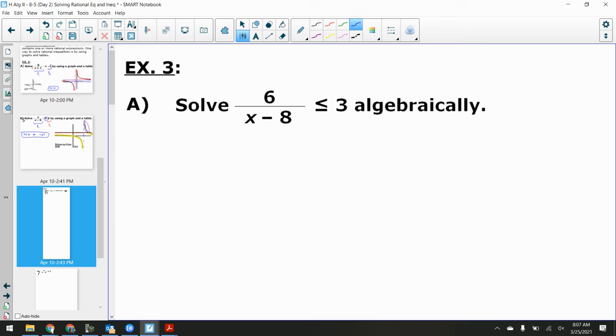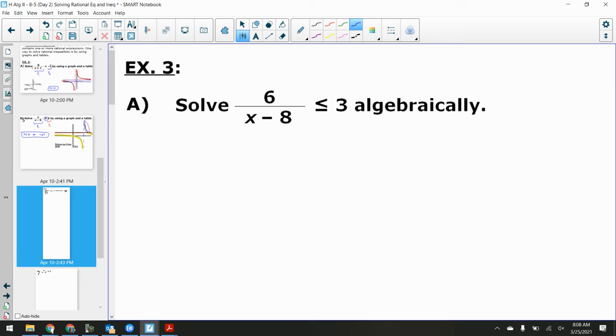Solve 6 over x minus 8 less than or equal to 3. And I'm going to solve this algebraically. Now, this is going to require us to use a method that we used before when we talked about quadratics. Remember doing that thing where we created a number line? We found critical points and tested values in between and created a yes, no, yes, or a no, yes, no. Remember doing that? This is going to be very similar to that. So first thing, I'm going to find my critical points. Those critical points are going to go on a number line, and then we're going to pick out tested values and run them through my original function.